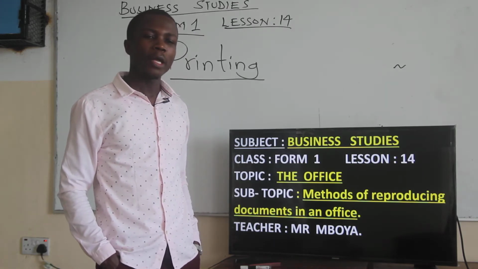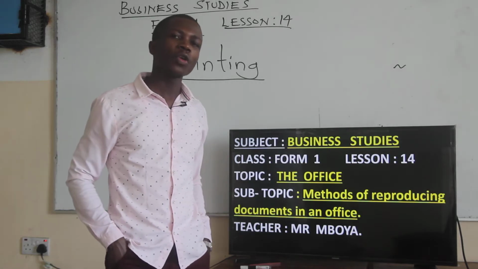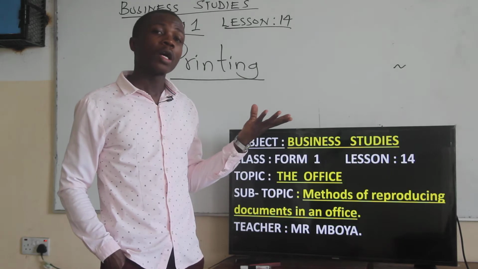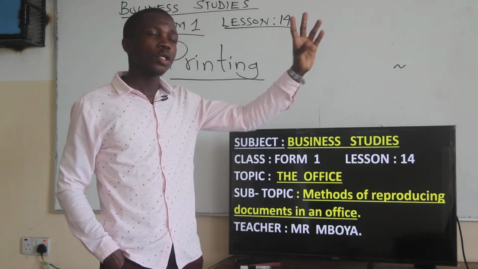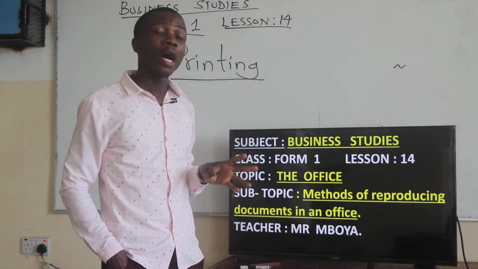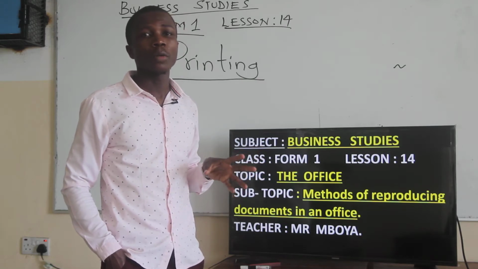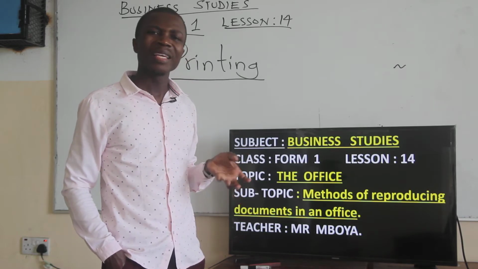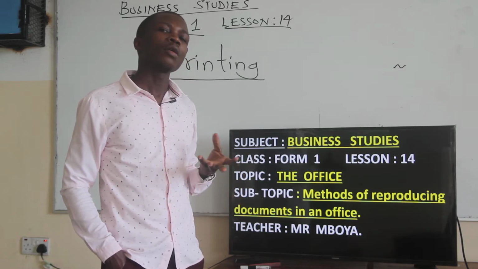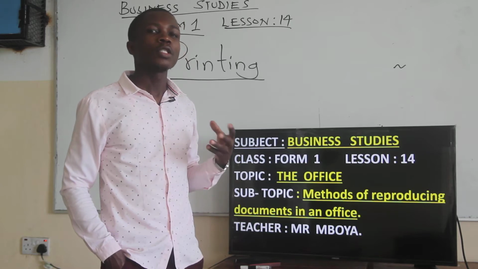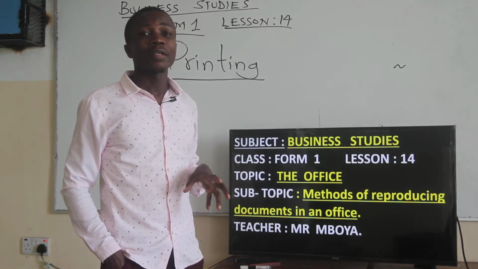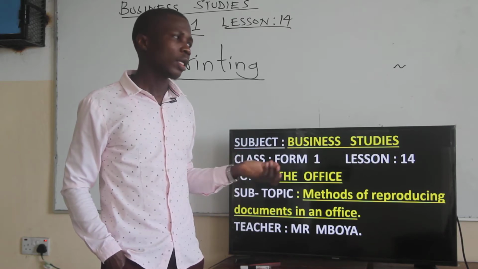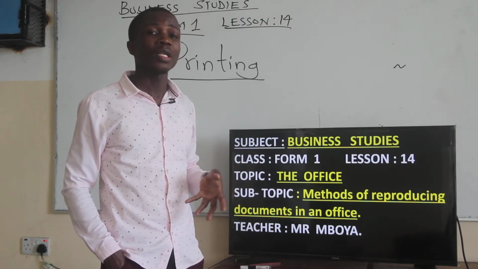We have been talking about the methods of producing documents in an office. We checked carbon copying, and we talked about how it is used, and also its demerits and merits. Thereafter we talked about duplicating, where we have ink duplicating and spirit duplicating, and the next thing we are going to talk about today is printing under duplicating.